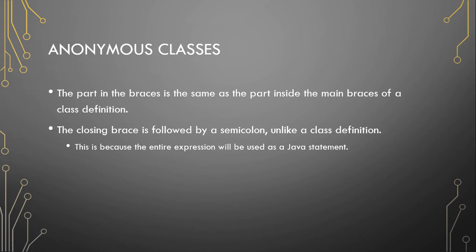So the reason why there's a semicolon there for an anonymous class is because Java treats it as a statement, and it's actually not like a full inner class, right? Because you haven't constructed it in such a way that it's not anonymous.